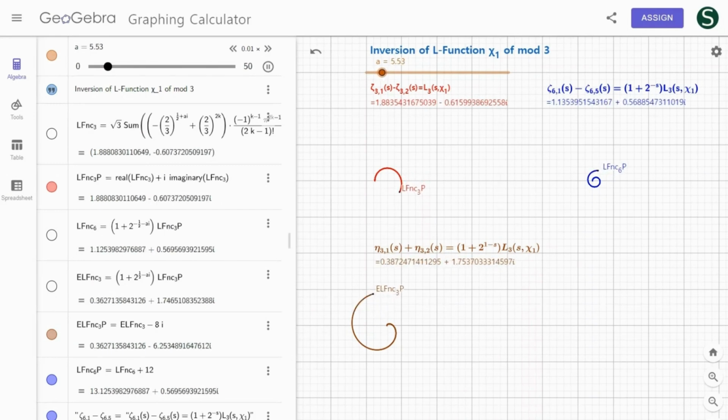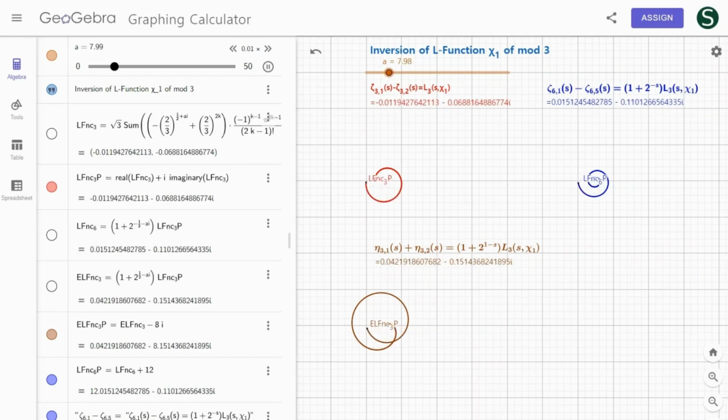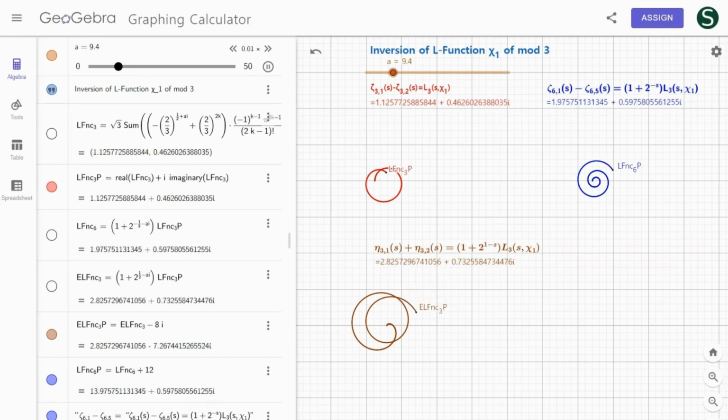The functional equation of analytic continuation is possible only when the Dirichlet character is primitive. The L function chi1 of mod 3 is a primitive character, and the L function chi1 of mod 6 is induced from the L function chi1 of mod 3. Therefore, the L function chi1 of mod 6, which is the difference of the subordinate Zeta functions 6, 1 and 6, 5, is equal to the L function chi1 of mod 3 of 1 plus 2 to the power of minus s.